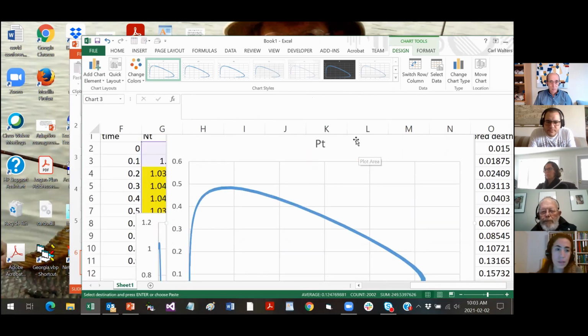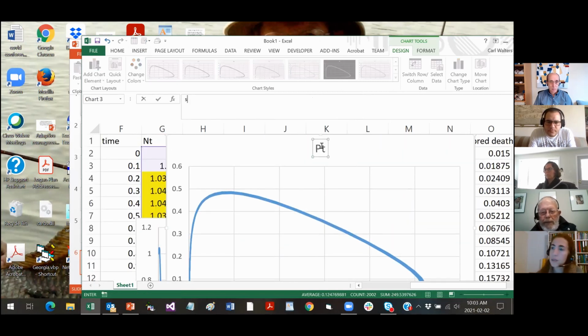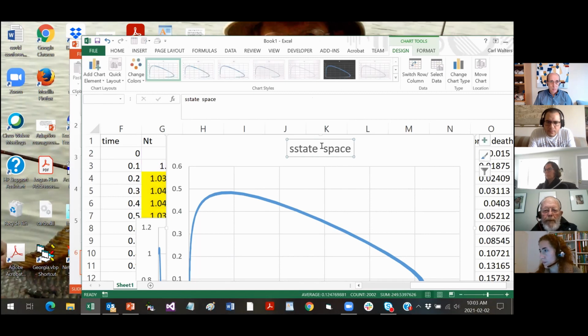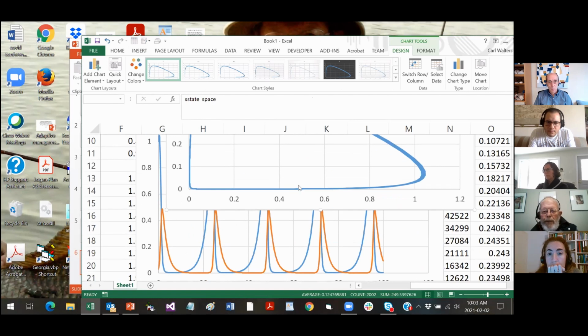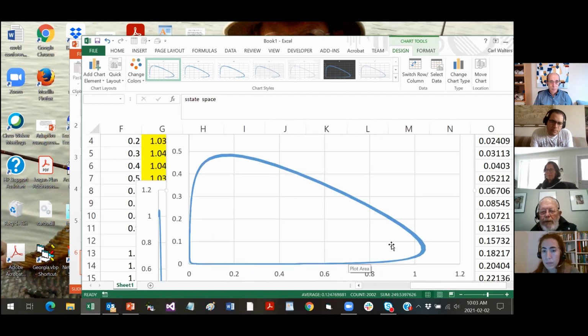This is called the predator-prey state space. This is a way of visualizing a predator-prey system where, on the x-axis instead of time, you put prey numbers, and on the y-axis predator numbers. As they move through their cycle, this shows up in the state space as a kind of oval shape or cycle.